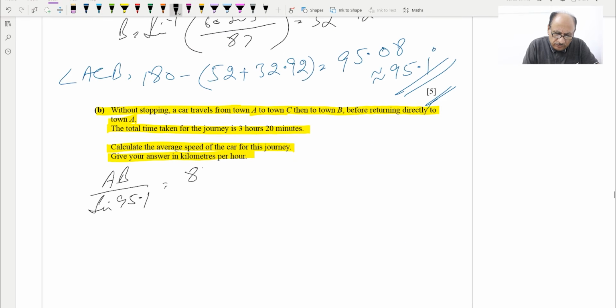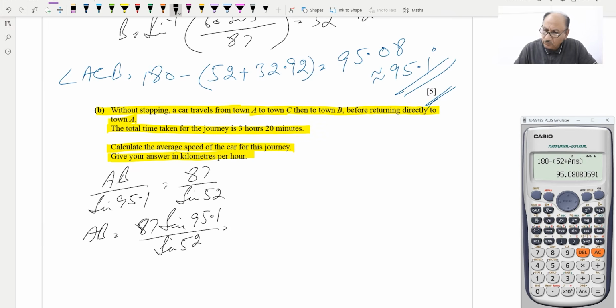So 87 over sine of 52, and AB will be equal to 87 sine of 95.1 over sine of 52, and we can calculate 87 and sine of 95.1 over sine of 52, and this will give us the answer as 109.97.